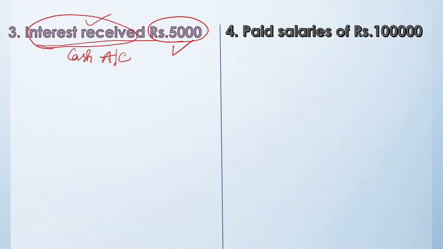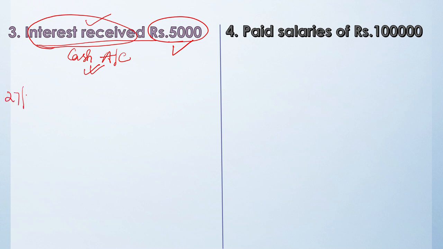Why is it hidden? Because it's not given explicitly. It is just mentioned that interest received rupees 5,000. So it is understood that it's a cash receipt. Okay. So since cash is your debit, right? Because it's a current asset, it is coming in. So we are debiting it because the assets are increasing.